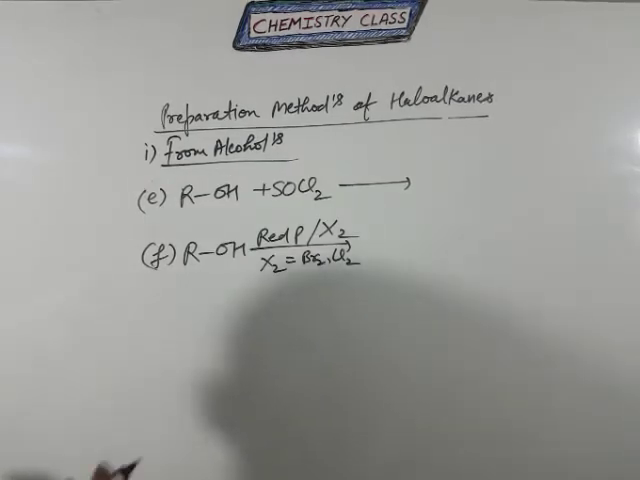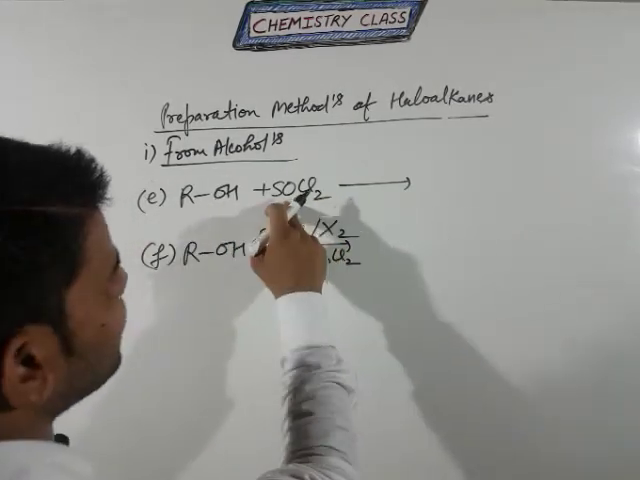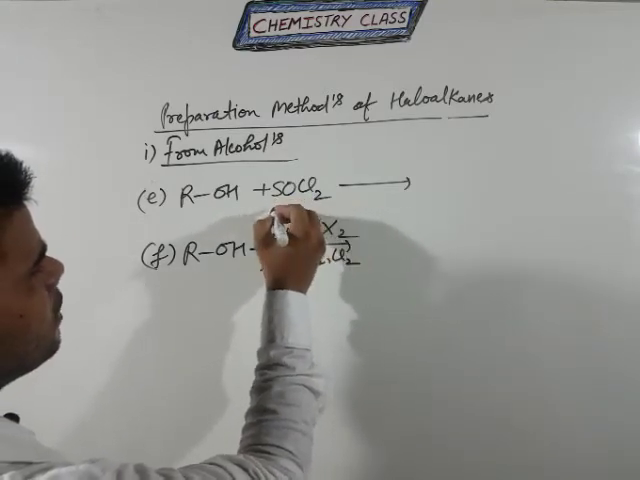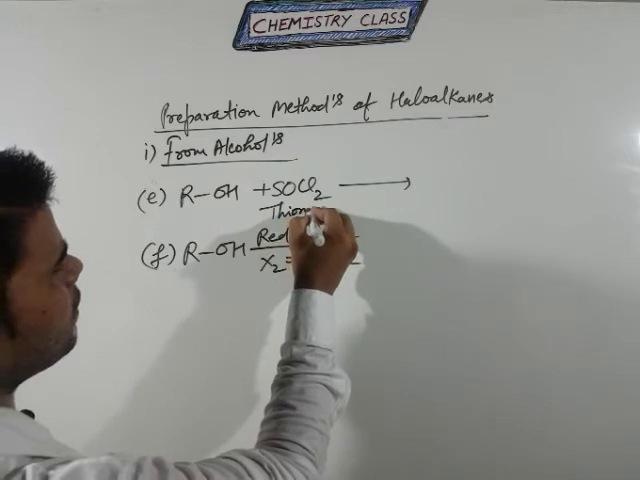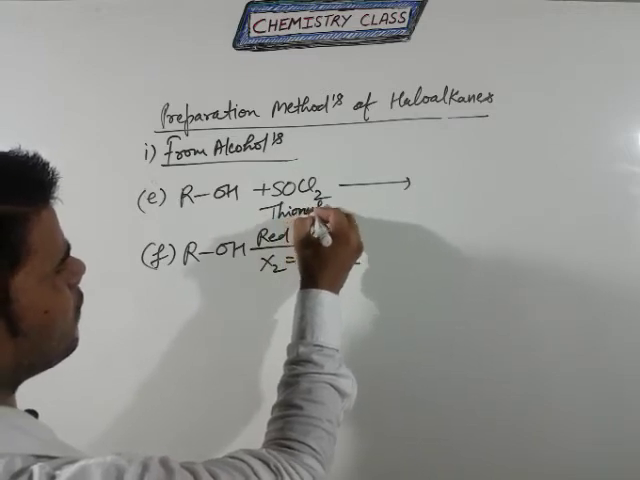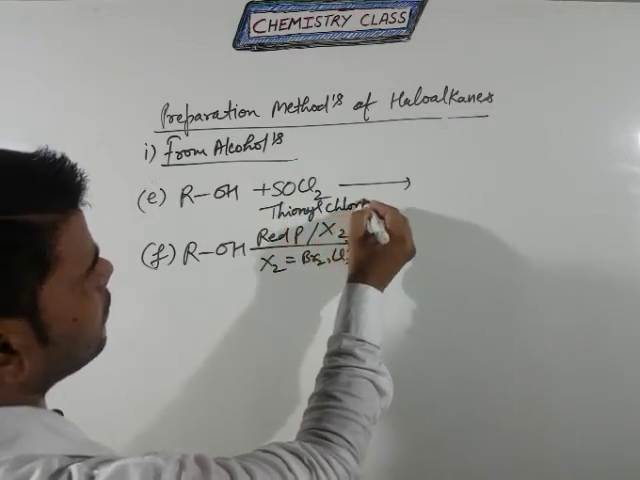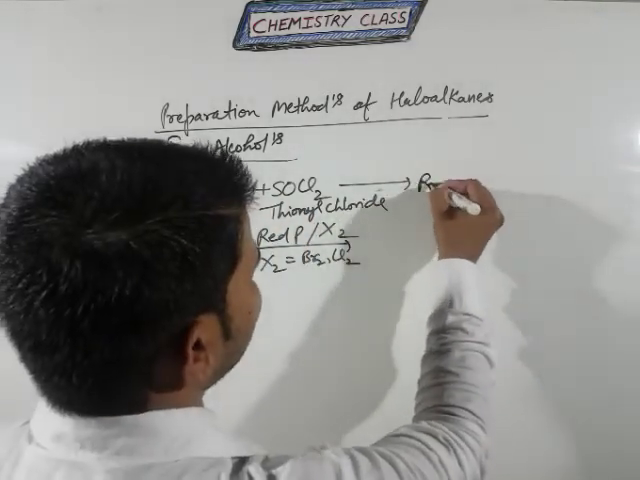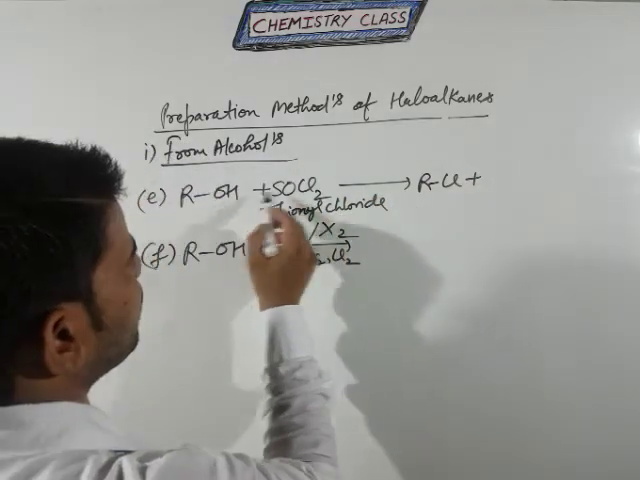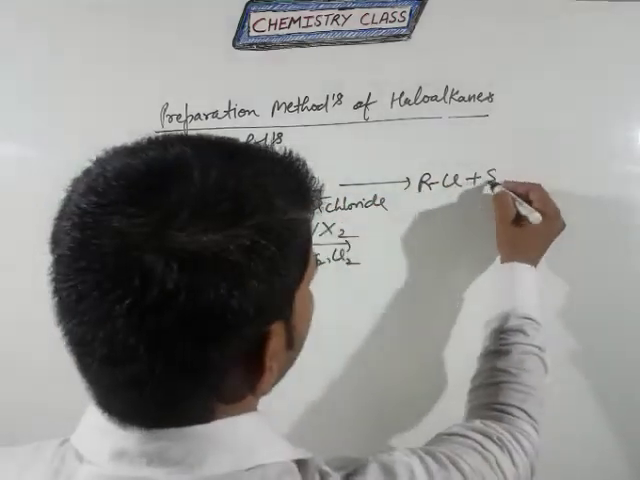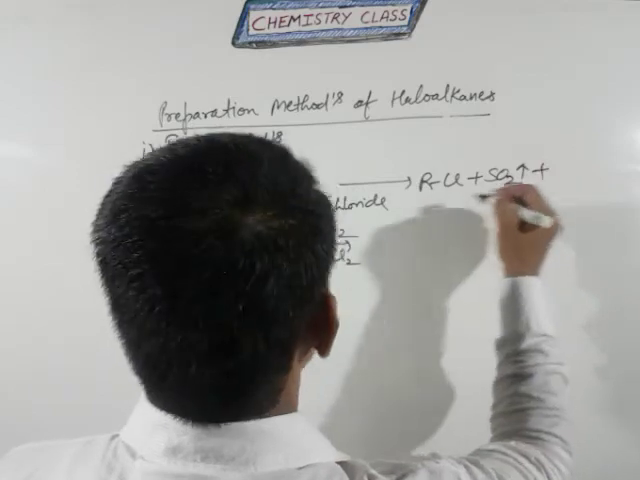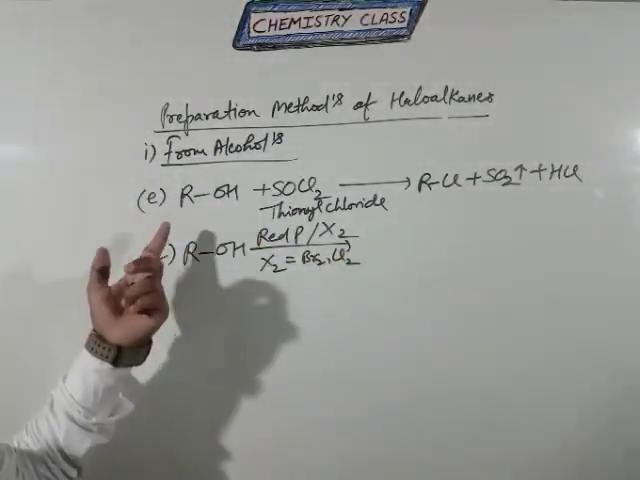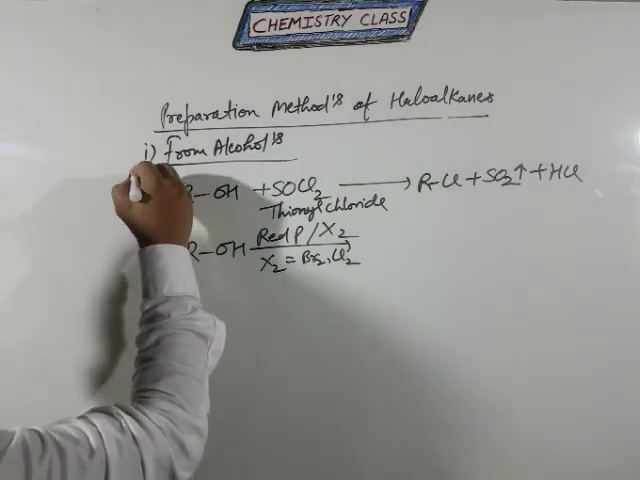So come to the next reaction. Whenever alcohol reacts with SOCl2, what is the name of SOCl2? The name of SOCl2 is thionyl chloride. Whenever thionyl chloride reacts with alcohol, it provides RCl, plus sulfur and oxygen form SO2 gas, and the byproduct is also HCl. So it is a very simple and very important reaction.